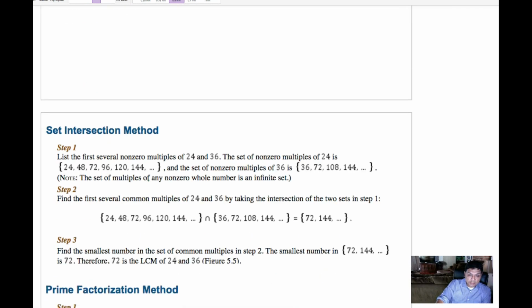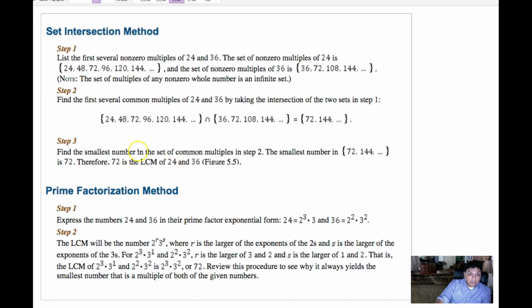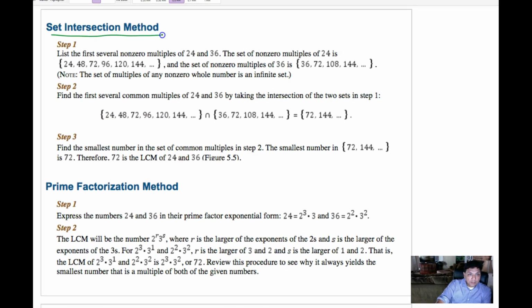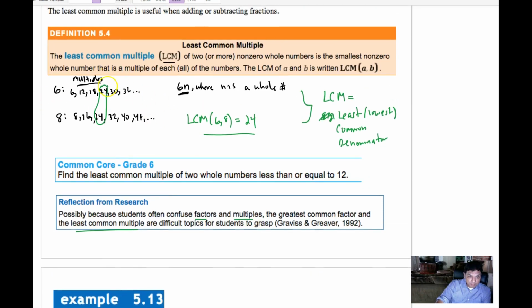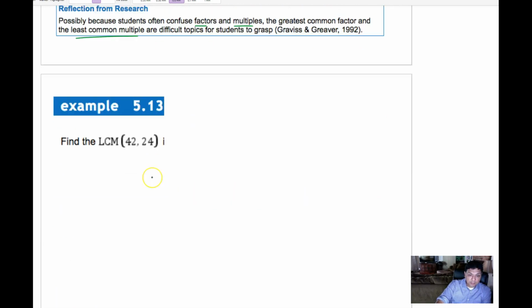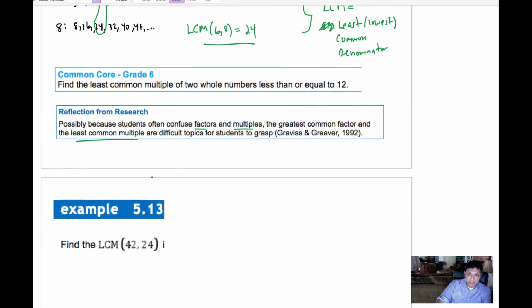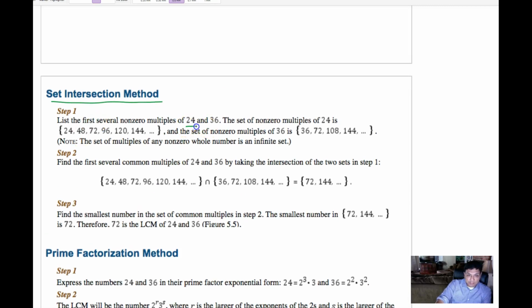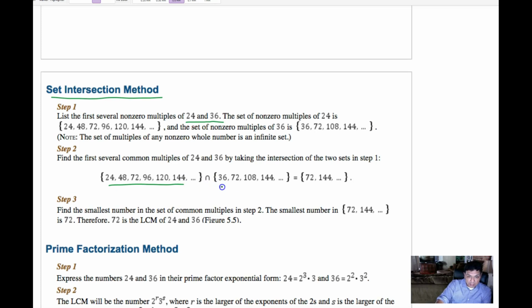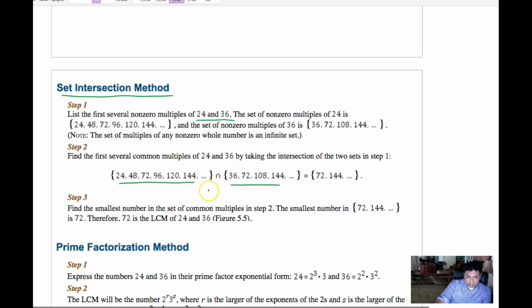Before we do the example, I want to remind you of the 2 ways we're looking at to do this. One is the intersection method, which is exactly what we just did, where you list them and find the intersection and look for the lowest or the least common multiple. In the example here, the least common multiple of 24 and 36, you start building up a list, look for the intersection, and I see they intersect at 72, 144.